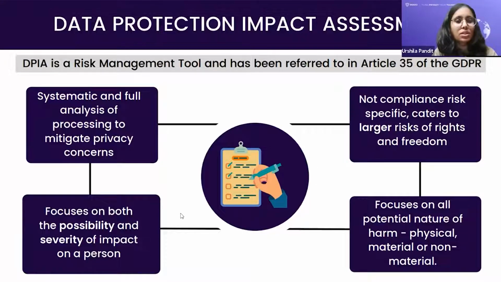It focuses on both the likelihood of a risk taking place and the severity of the impact on a particular data subject. It also tries to tell you the potential privacy risks that might arise and the possible measures that you can take to mitigate these risks. It focuses on all potential nature of harm, both physical, material and non-material harm.